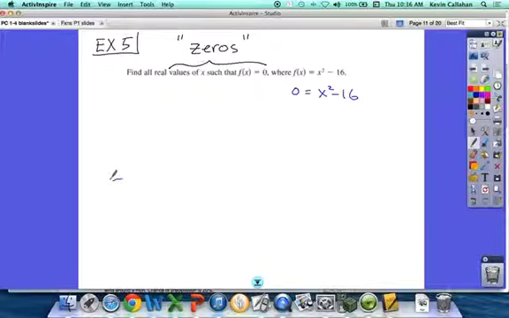This is not a challenging problem. X squared equals 16. X equals plus or minus 4. Don't forget the plus or minus. I would say, usually on a test question like that, about half of you will forget the plus or minus.